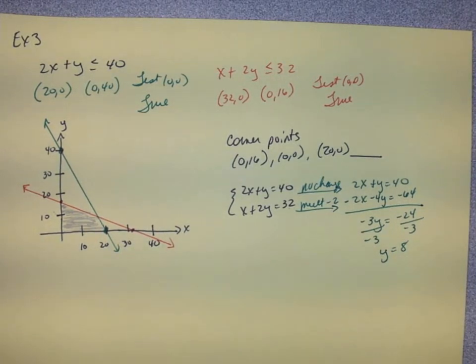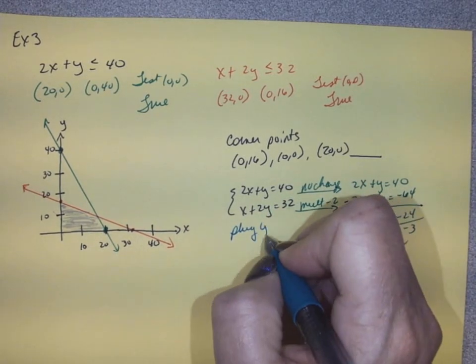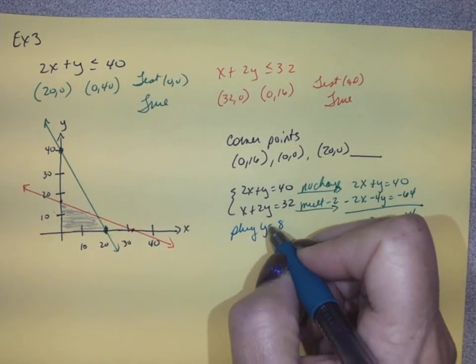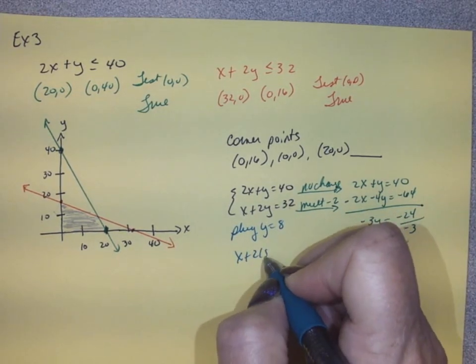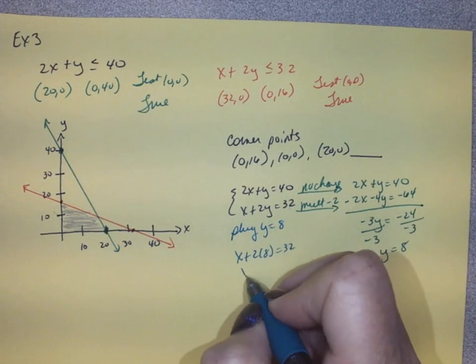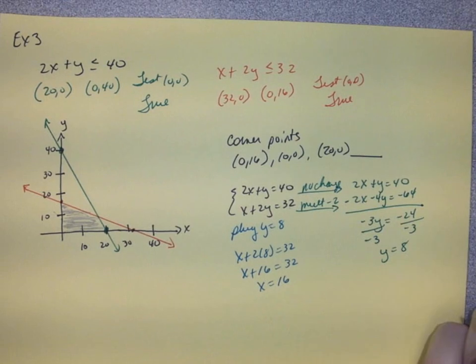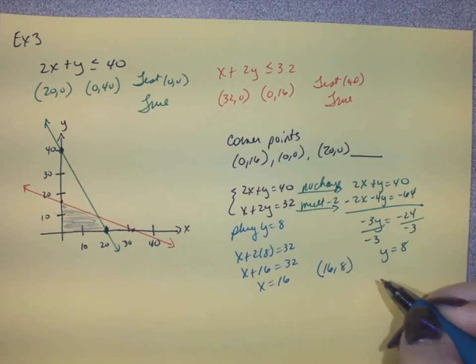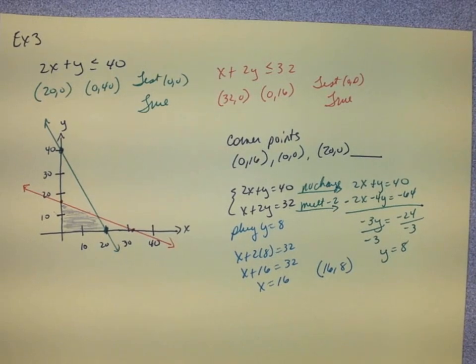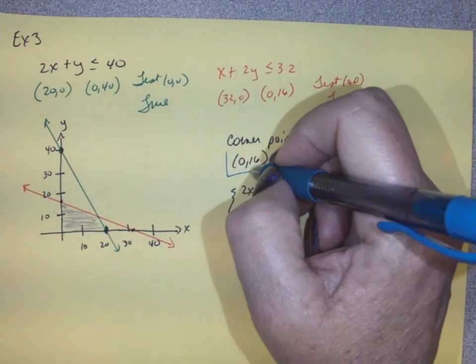So now we will plug in y equals 8, and I'll probably use the bottom equation. So we have x plus 2 times 8 equals 32. x plus 16 equals 32, so x equals 16. So that means our point will be 16, 8. All right, so we'll put that up here. So those are our corner points.